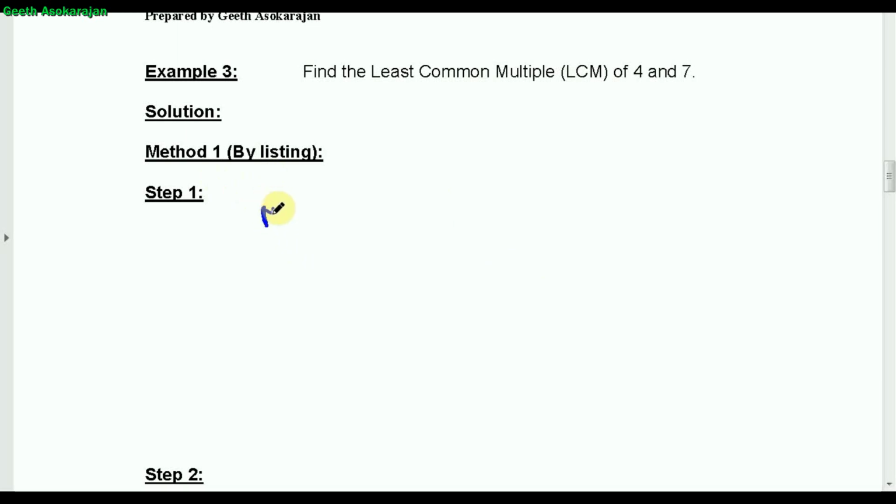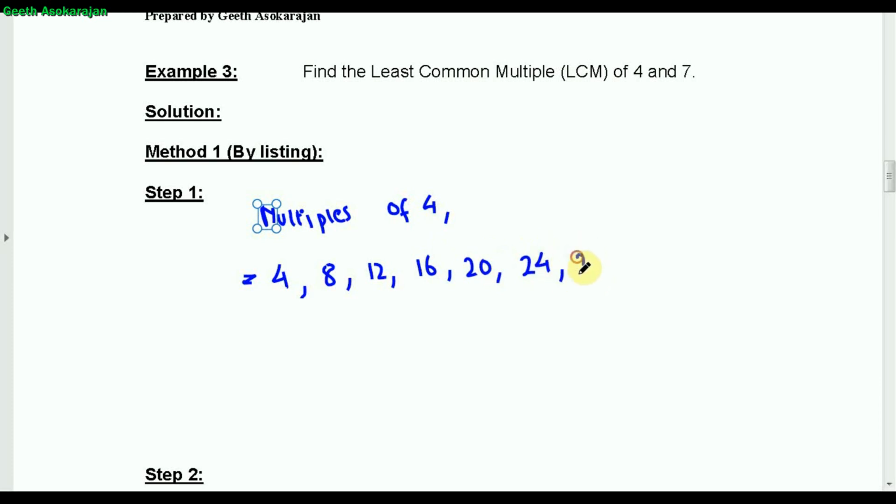So in step number 1, let's write down the multiples. So multiples of 4. Going through the 4 times table, 4 times 1 is 4, 4 times 2 is 8, 4 times 3 is 12, 4 times 4 is 16, 4 times 5 is 20, 4 times 6 is 24, 4 times 7 is 28, 4 times 8, 32. But let's stop there for now.